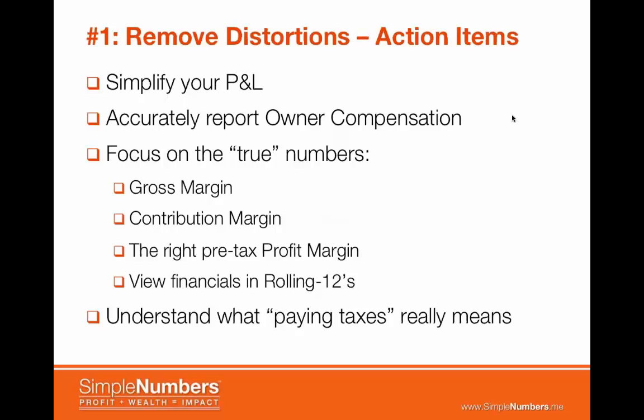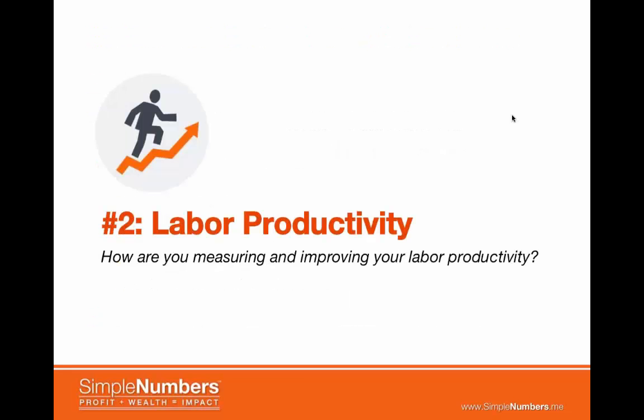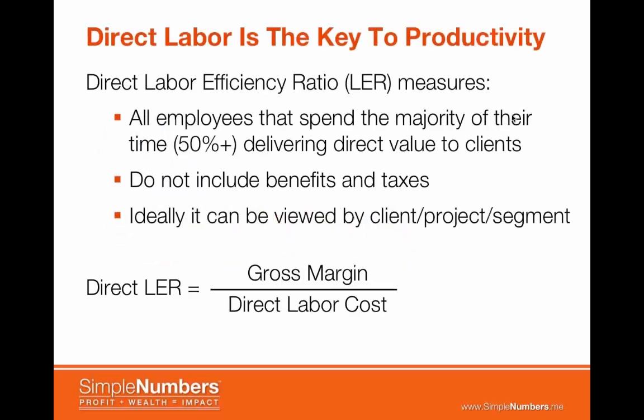So we got some action items here. I won't go through those in the interest of time. So labor productivity, touched on that one more time. Direct labor efficiency, as we said, is gross margin divided by direct labor. And we'll see that in the model as we get to that one.